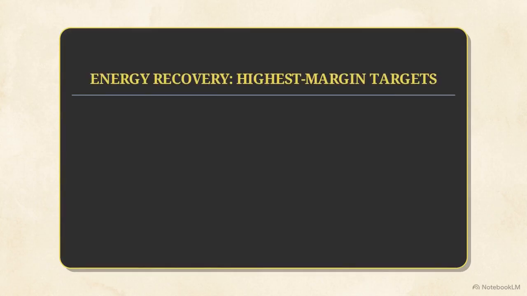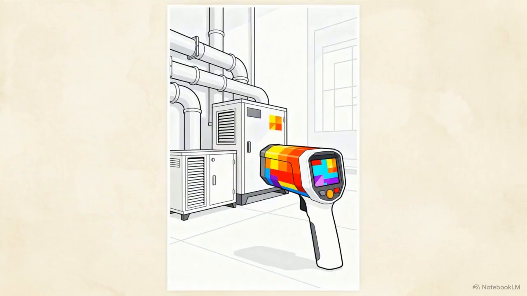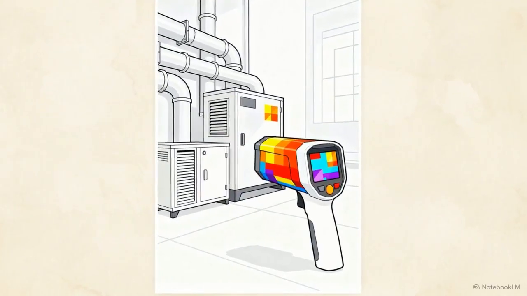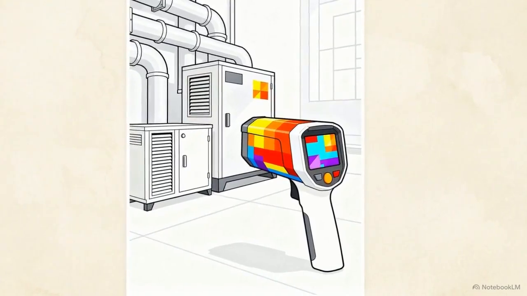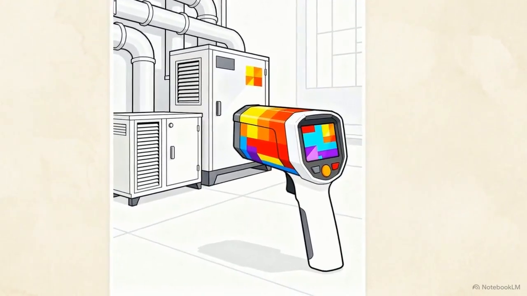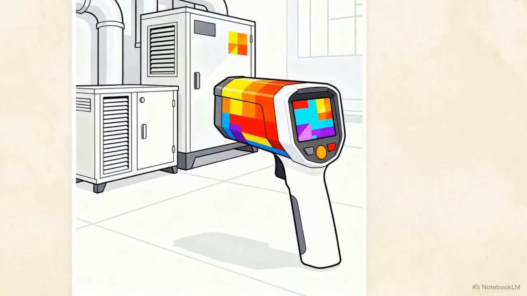Next, the focus shifts to some of the highest margin targets for energy recovery: thermal and steam systems. This thermal imaging readout exposes exactly where heat is escaping. Thermographic surveys reveal invisible thermal bridging, missing pipe insulation, and even failing mechanical bearings long before they cause unplanned downtime.